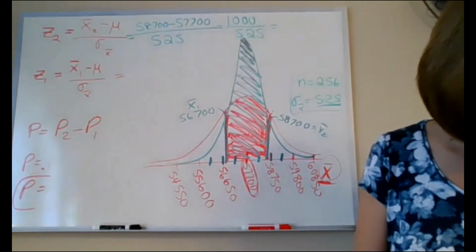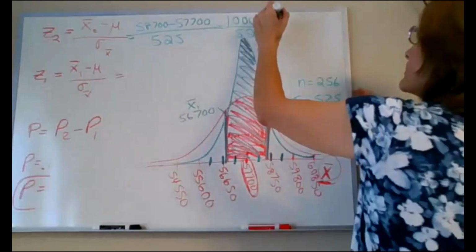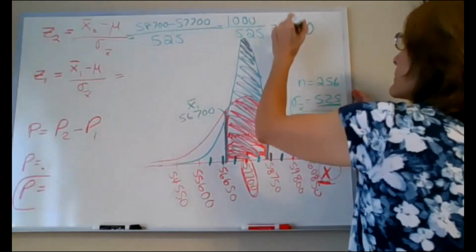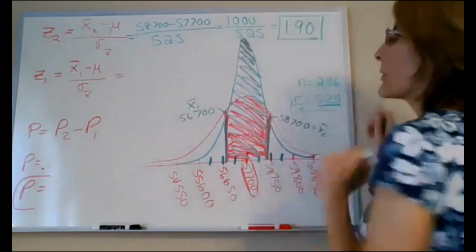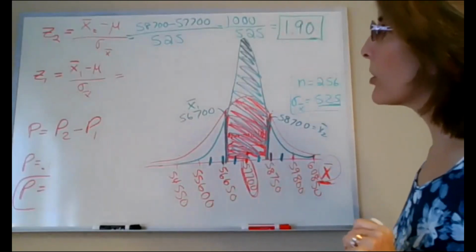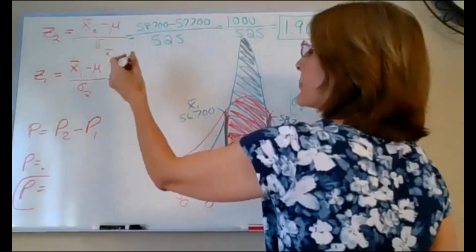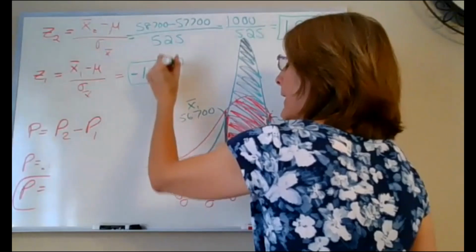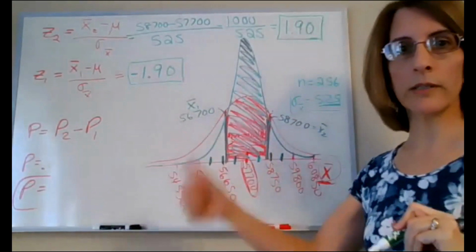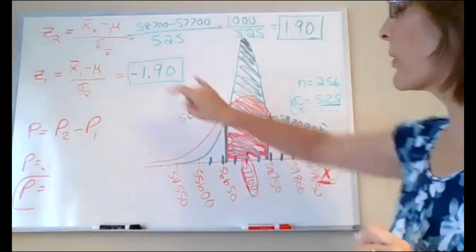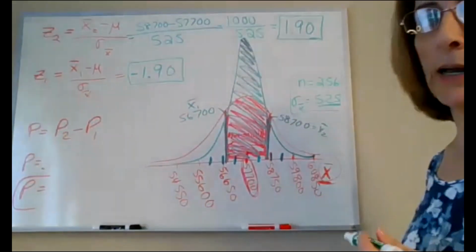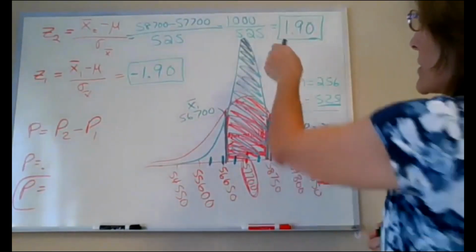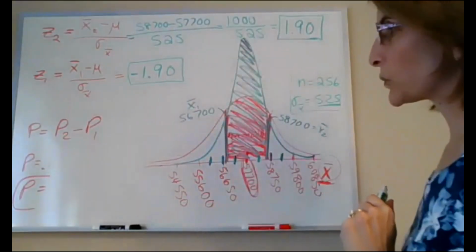Where is it? 1.90. So now Z2 is 1.90, and I could do the same thing for Z1, but I think you can guess it's going to turn out to be negative 1.90 because it's the same distance below as the other guy was above. So I don't have to write it all out, but you could obviously. And you get, so these are now my 2 Z values.